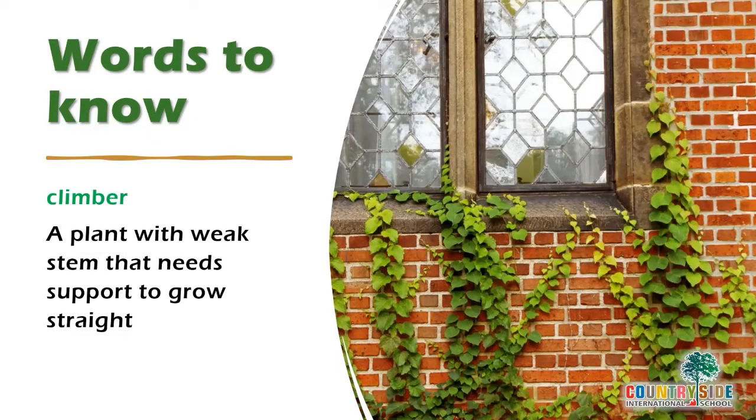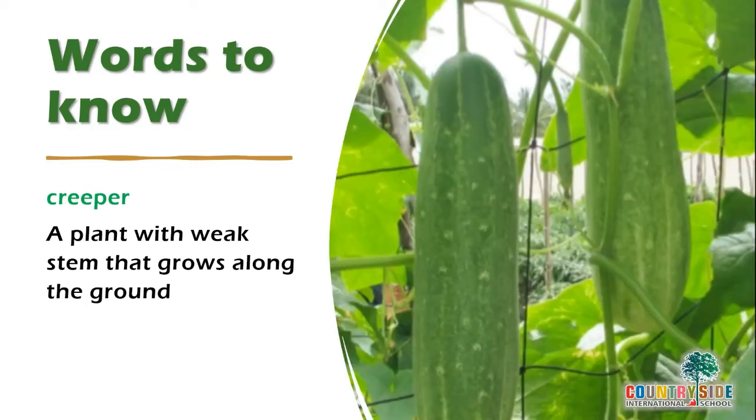The first one, words to know, is climber. What is climber? As you can see in the picture and we discussed in the last video, it's a plant with weak stem that needs support to grow straight. So what you need to remember here is climber has a weak stem. It needs a support so that it can grow straight. Creeper. Again, creeper is a plant with weak stem like climber, but it grows along the ground.